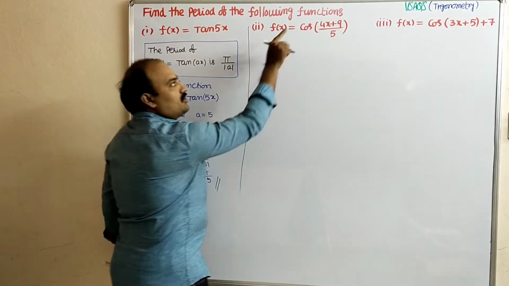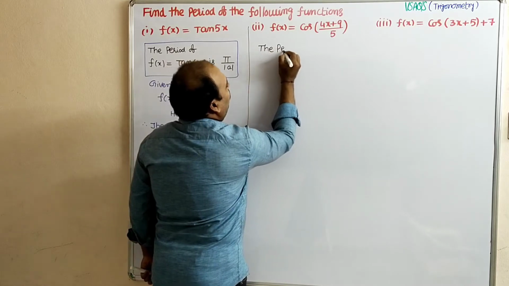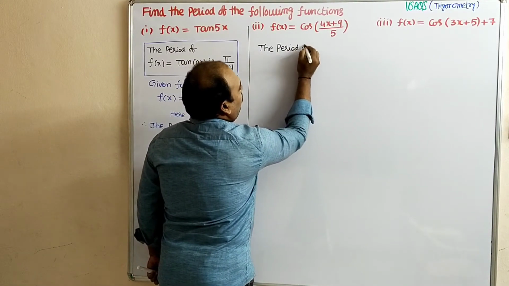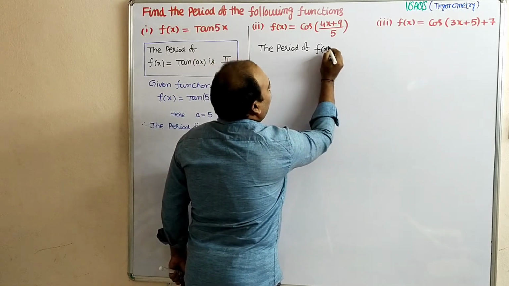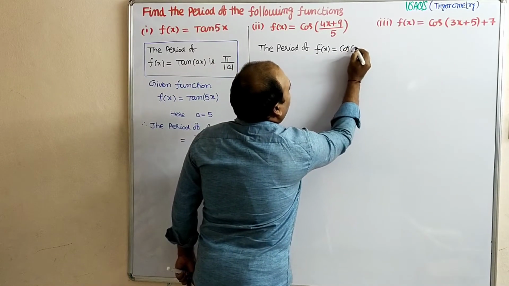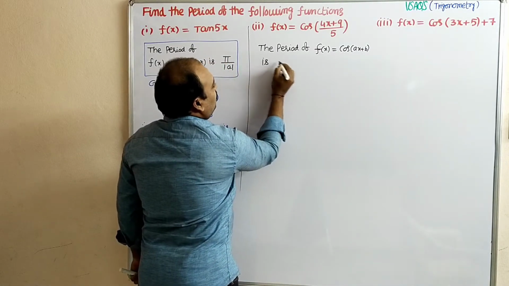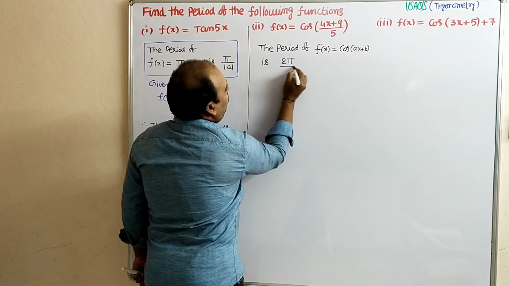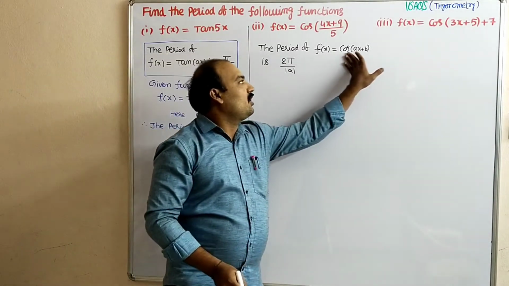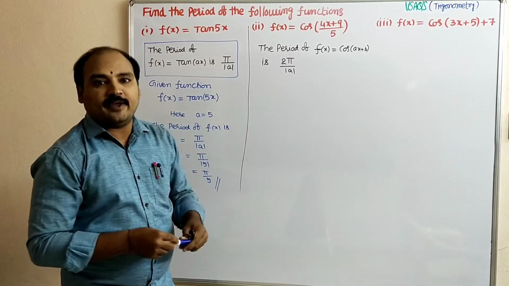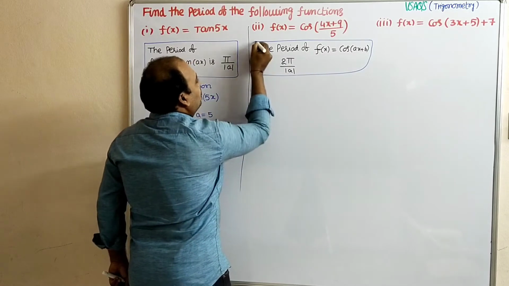Here we have to know about cos x. The period of f of x equal to cos of ax plus b is 2 pi by mod a. This is the formula regarding the function in this form, f of x equal to cos of ax plus b. So now write the given function.